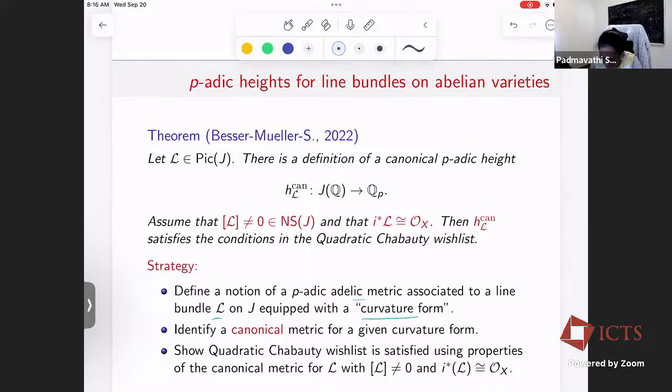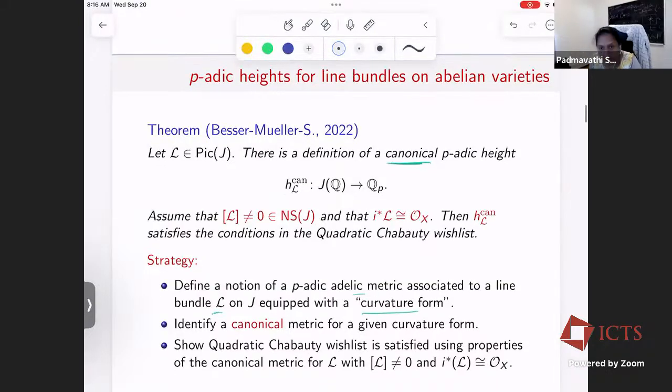If you pick the right kind of metric, the canonical p-adic height, it will have the feature of being a quadratic function, which is one of the conditions that we wish for. And then it will follow directly from features of the theory of p-adic heights of line bundles that if you choose the line bundle wisely, a line bundle that's non-trivial in Néron-Severi but pulls back to the trivial bundle, then all the conditions for running quadratic Chabauty are automatically satisfied.